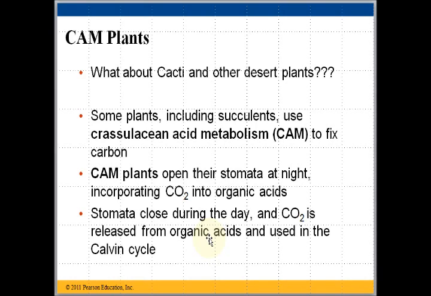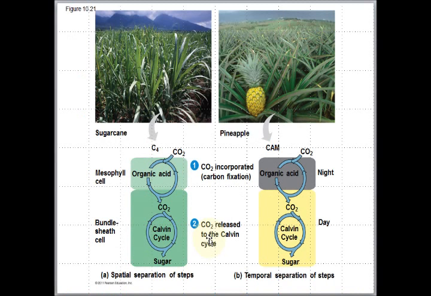In the CAM plants, the initial carbon fixation occurs in the same area as the Calvin cycle, but it's going to be separated by time. The initial fixation occurs in the nighttime, and then the Calvin cycle occurs during the day. All of these systems, whether it's regular C3 plants or C4 or CAM plants, they all eventually use the Calvin cycle to produce G3P and on to glucose, but there's some variations in how they deal with their environment.